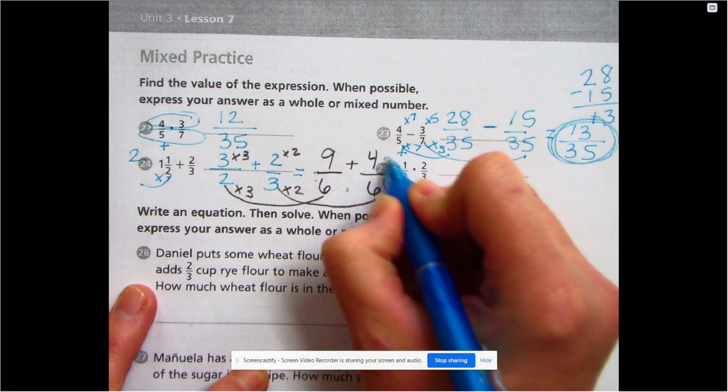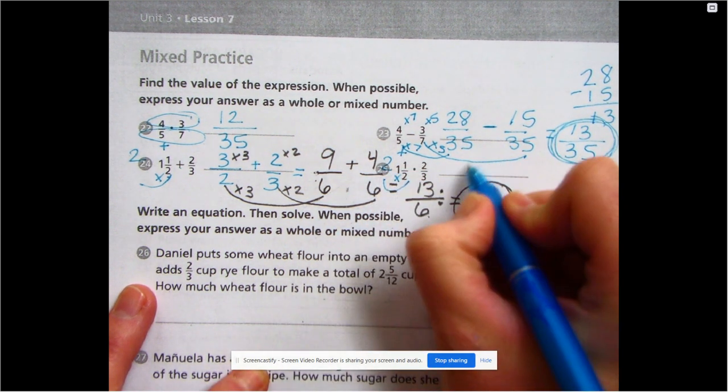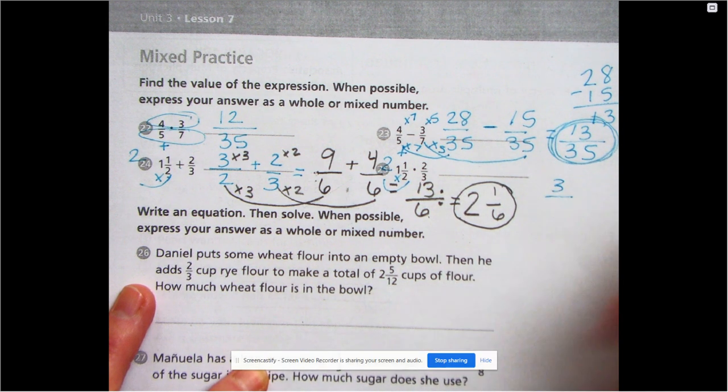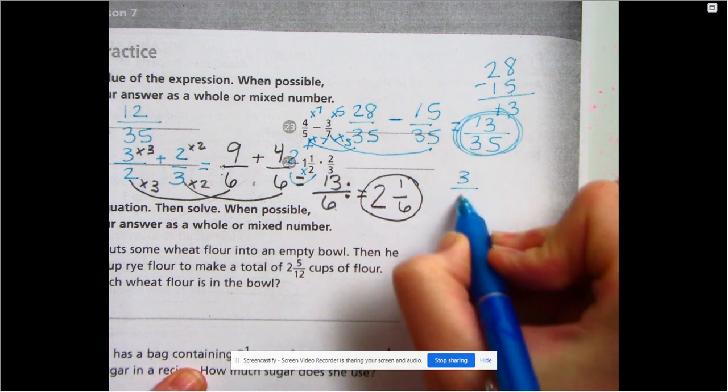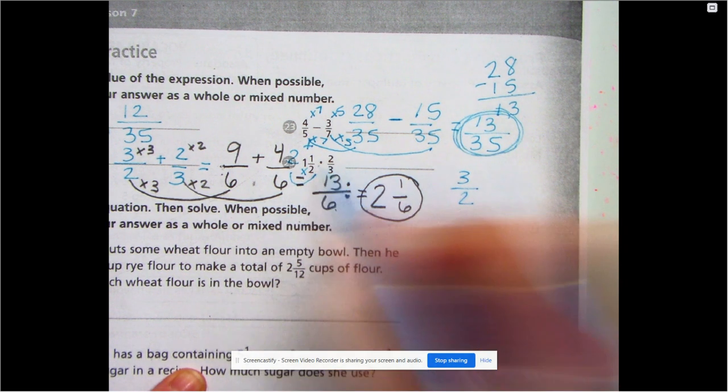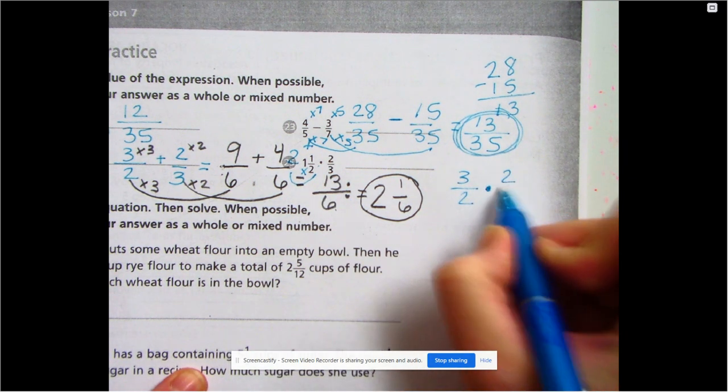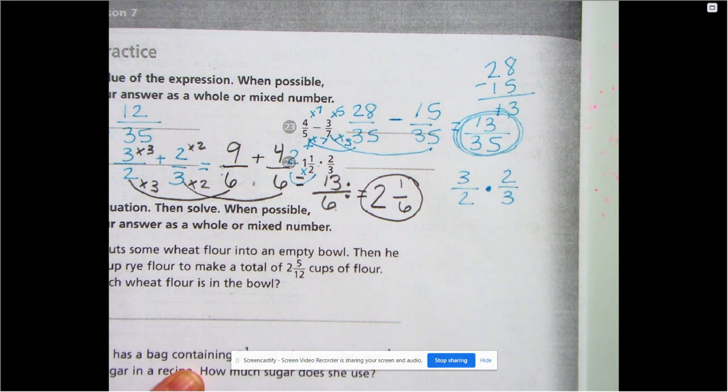2 times 1 is 2. 2 plus 1 is 3. I'm going to move it over here so it's not so mumbo jumbled. And I have a 2. I'm going to go ahead and move the 2/3 over here for my new problem.